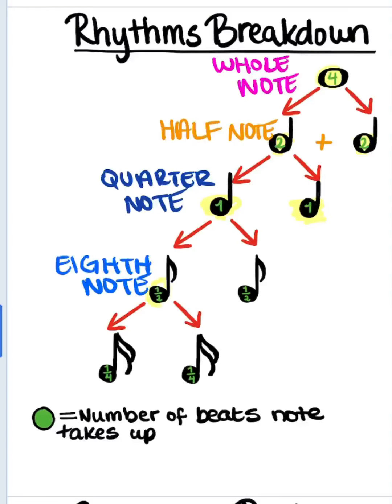And they're each worth half a beat, which is half of what the quarter note was worth. And you can go all the way up, so there's 8 notes per whole note. And then finally, here's the 16th note. This is worth a quarter of a beat, and it's half of an 8th note.